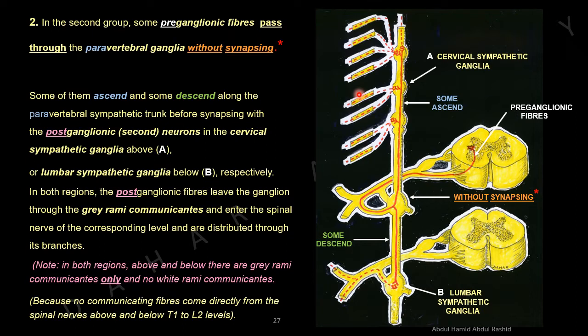In both regions, the postganglionic fibers leave the ganglion through the gray rami communicants and enter the spinal nerve of the corresponding level and are distributed through the branches. Note, in both regions above and below, there are gray rami communicants only and no white rami communicants. Because, as you know from the very beginning, the white rami communicants are coming from the neurons which are in the T1 to L2 levels of the spinal cord only.